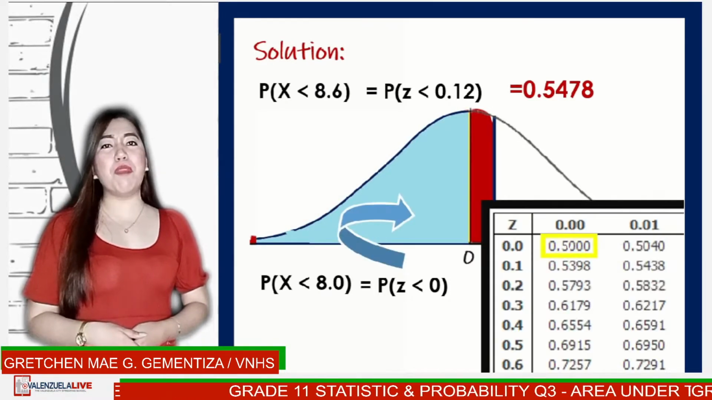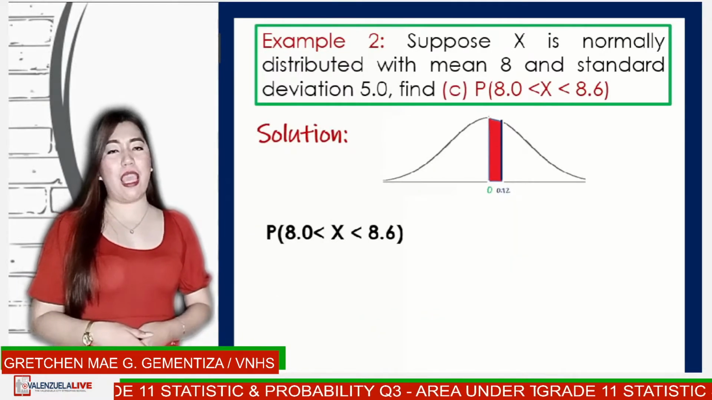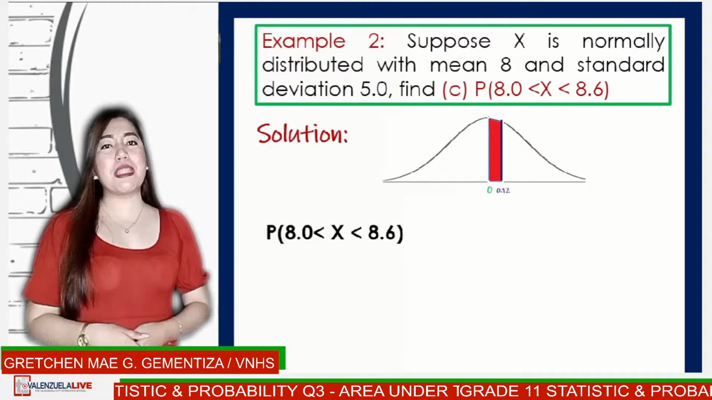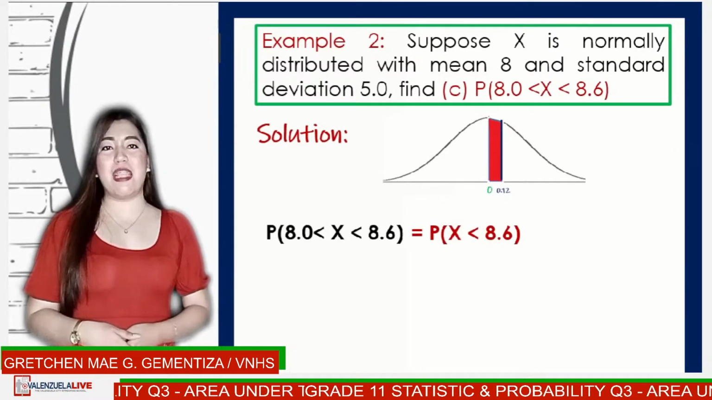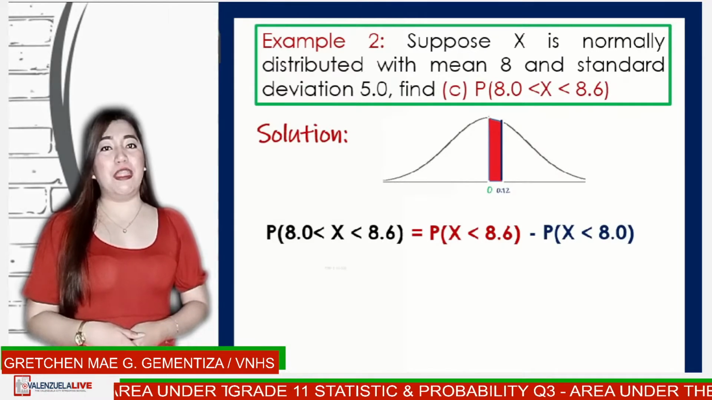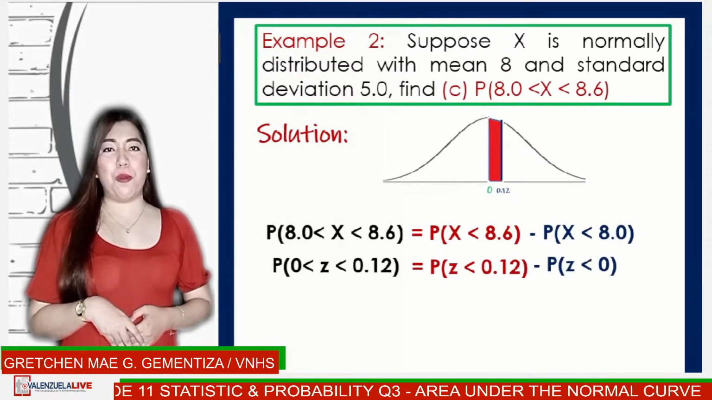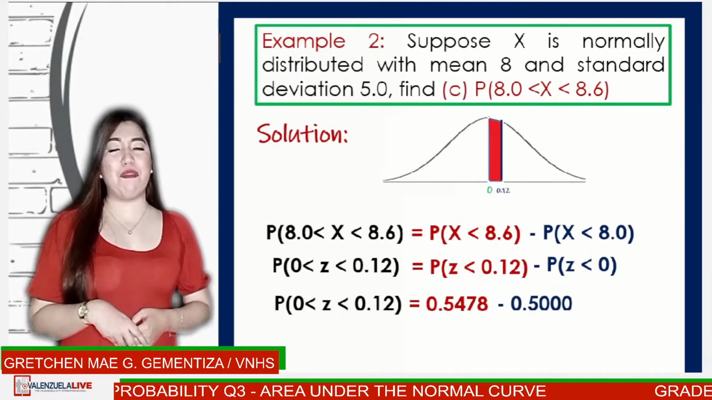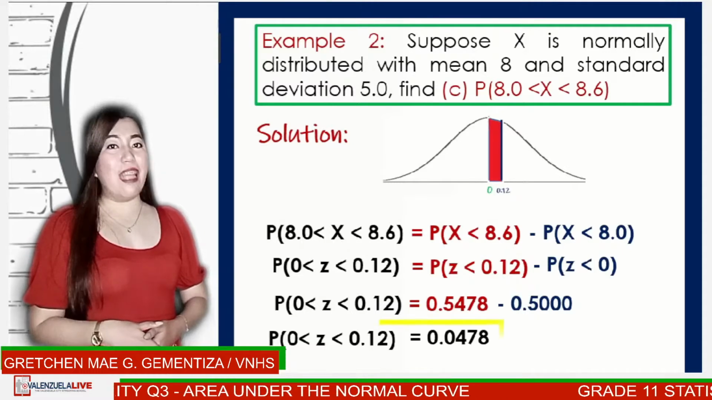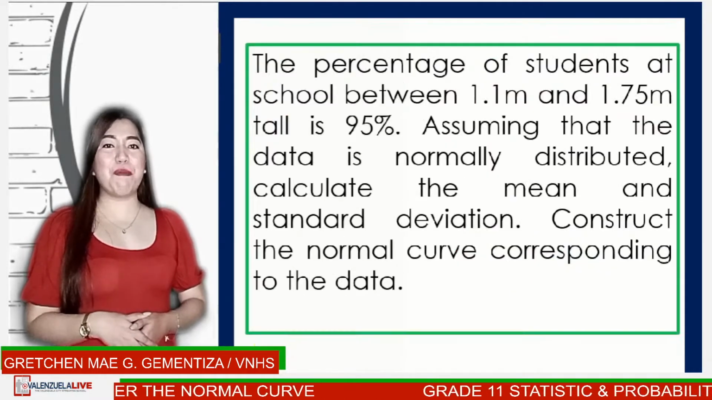Now, to solve the probability of z-scores between 8 and 8.6, we will simply subtract the probability of z-score less than 0 from the probability of z-score less than 0.12. So, the answer is 0.0478.